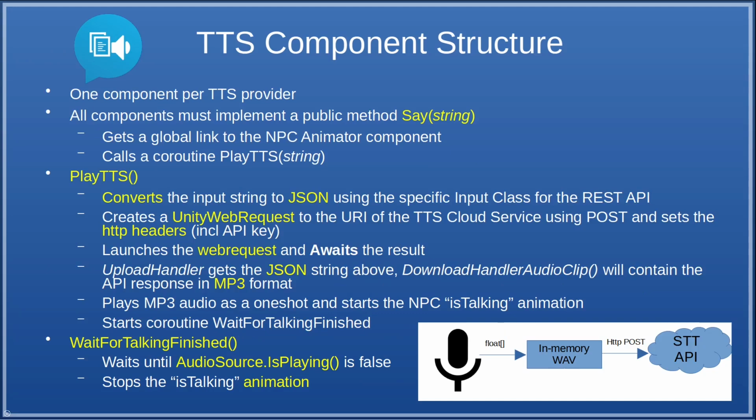Now the text-to-speech component is a little bit different. Again, you have one component per provider. All components must implement the public method Say. There's a PlayTTS coroutine that converts the input string, which is text, to a JSON, right? Then prepares the Unity web request. And there's an additional coroutine which waits until the talking is finished. And we use that to make sure that we can stop the talking animation of the NPC.